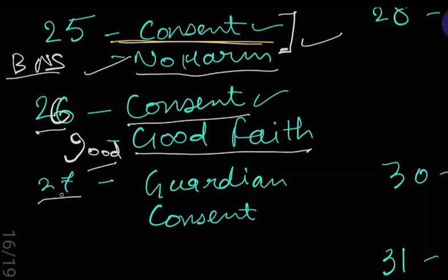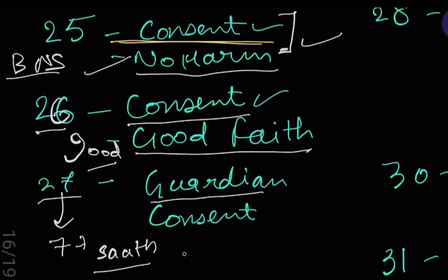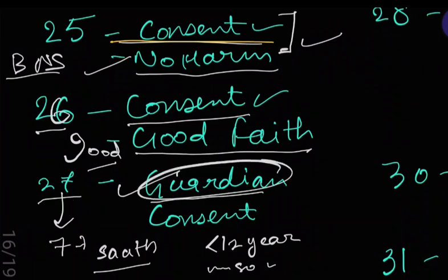Then BNS 27. 27, whereas 7. 7 is 7. So basically when a person cannot give consent, then we take the consent of the guardian, right? And in which cases a person cannot give consent: if he is less than 12 years of age or he is of unsound mind, intoxicated. In these cases he cannot give consent and the consent is taken by the guardian. So the 7 gave consent, the guardian gave consent.